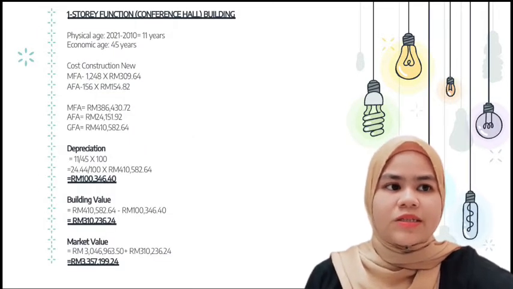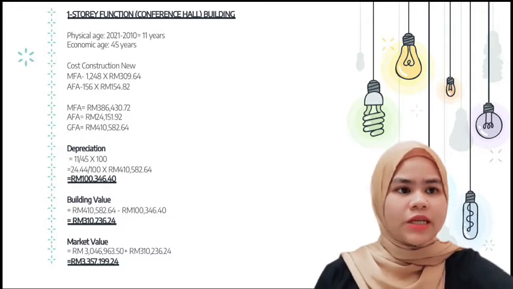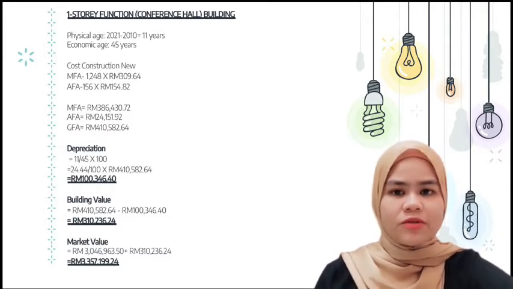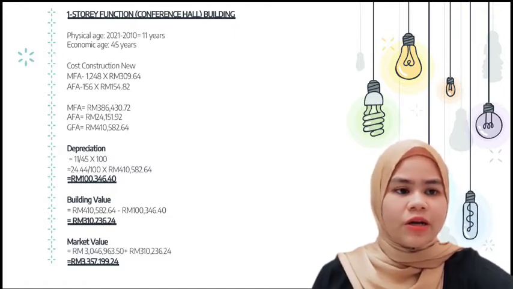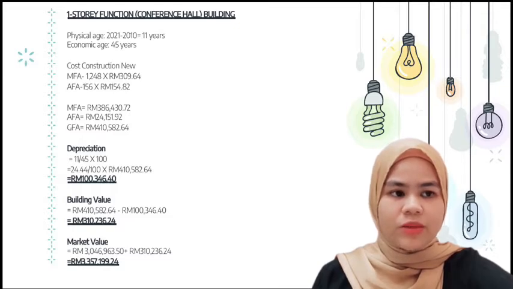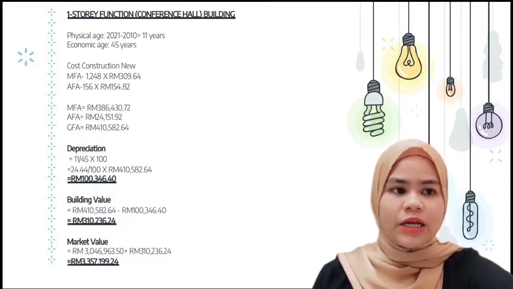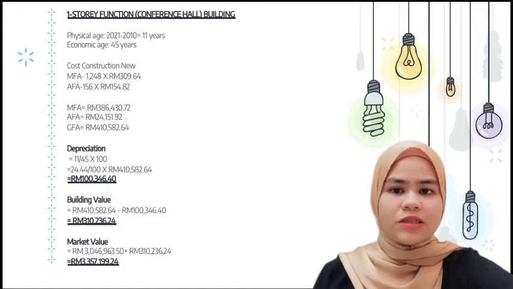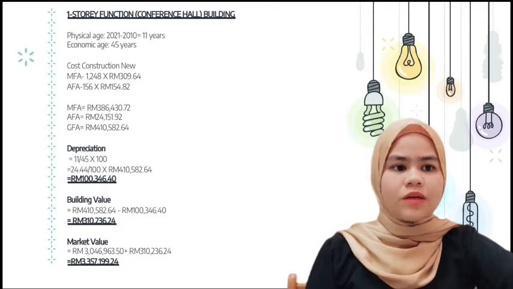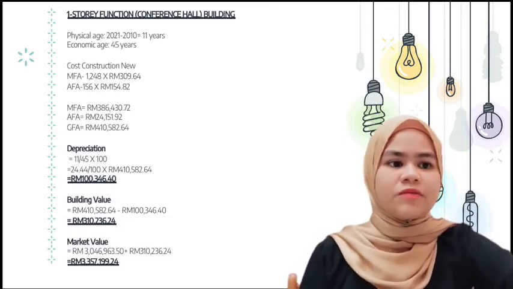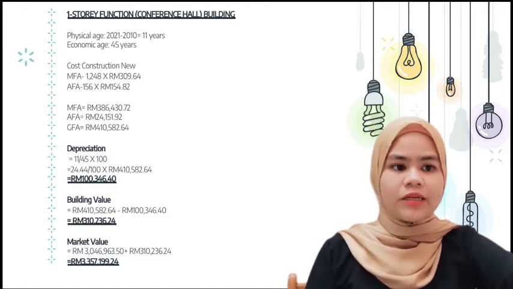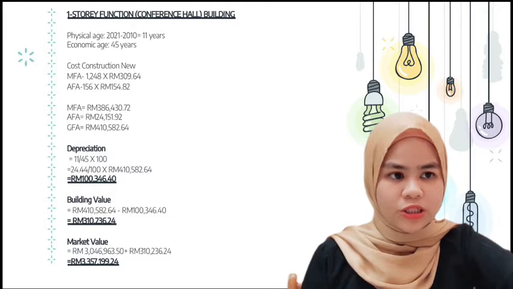Okay, so the next building is the single-story function or conference hall building. The physical age is 11 years and economic age is 45 years, and for cost construction new, MFA I got 1,248 square feet multiplied with 309 ringgit 64 cents, and AFA is 156 square feet multiplied with 154 ringgit and 82 cents. So MFA I got 386,430 ringgit 72 cents, and AFA I got 24,151 ringgit 92 cents.